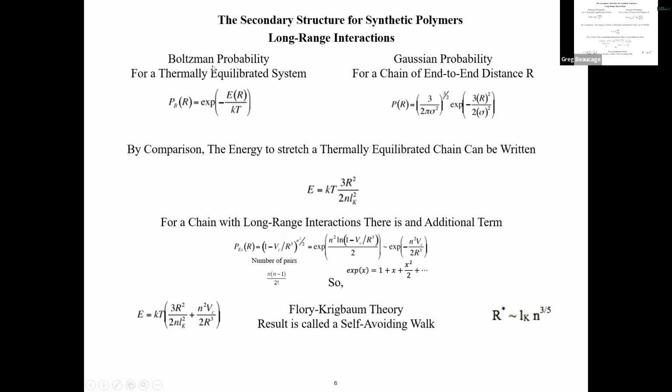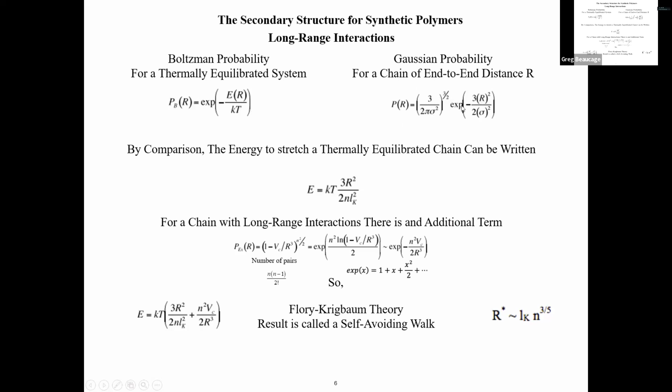They knew Boltzmann should apply because it's a thermally equilibrated system. Everything's flying around, so the probability of some end-to-end distance has to have some energy, and with kT, that describes the Boltzmann probability. They also had the probability we got from integrating the Gaussian function, the Gaussian for the probability of the end-to-end distance. I think we worked that out already.